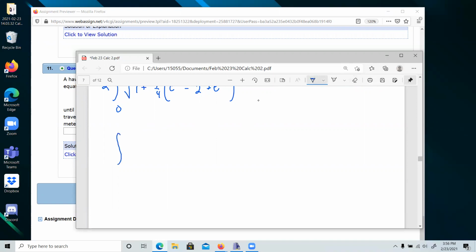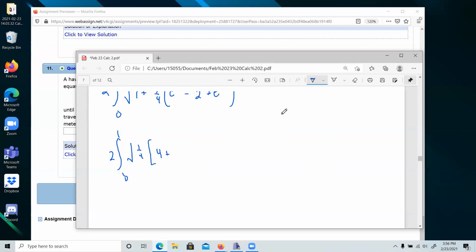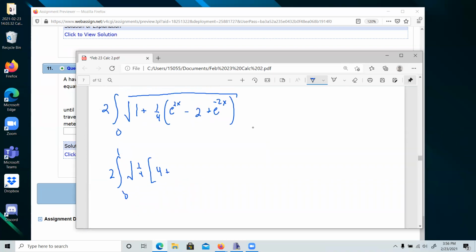Right, so we're going to do 2 from 0 to 1, and we're going to have 1/4 times 4 plus, because all I did was take a quarter out of everybody, so this is my 4/4. So that's why we have a 4 plus e to the 2x minus 2 plus e to the negative 2x. All right, 4 minus 2 is positive 2, isn't it? So here we have 2, 0 to 1, symmetry between -1 to +1. We're just going to have symmetry there.